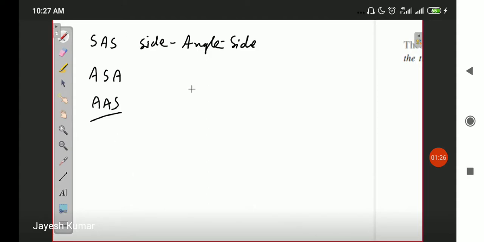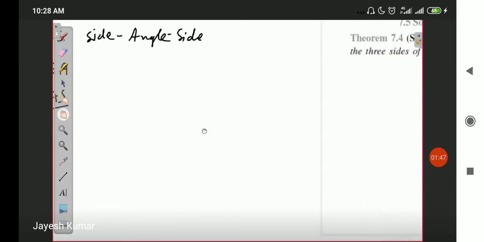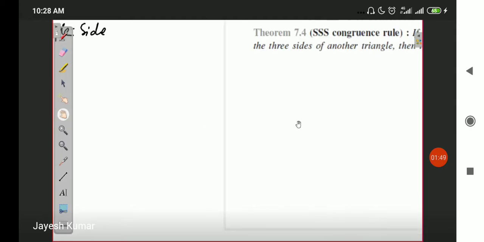Apart from learning these congruencies, we have also learned about the isosceles triangle and we have proved its properties. An isosceles triangle is a triangle in which any two sides are equal, and angles opposite to equal sides are also equal. Using that, we have also proved that all the angles of an equilateral triangle are 60 degrees.